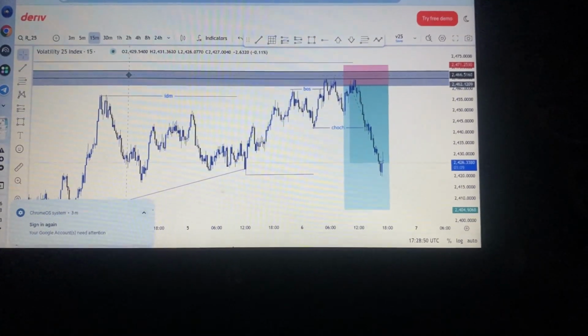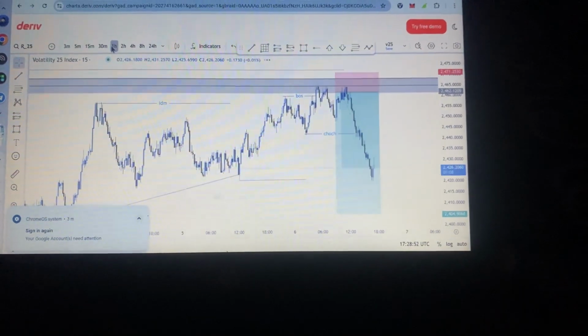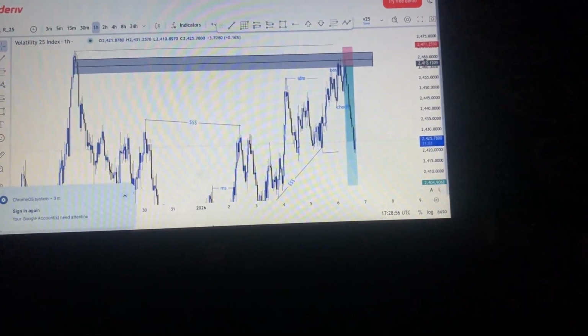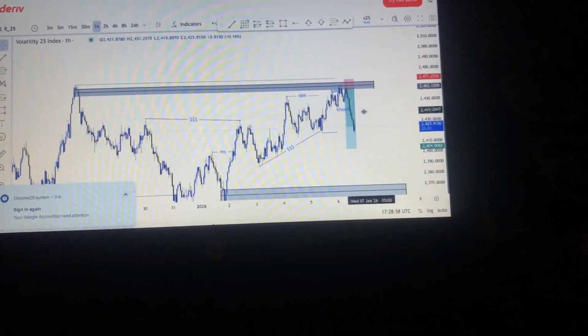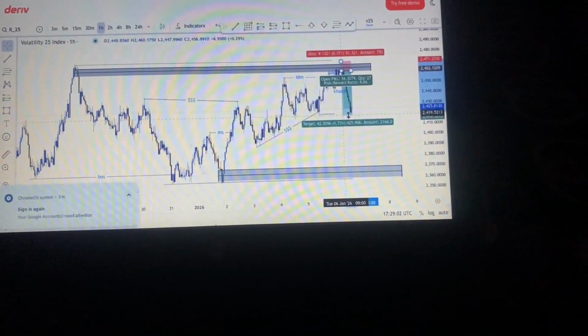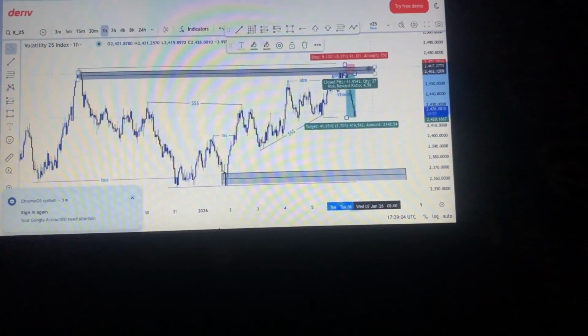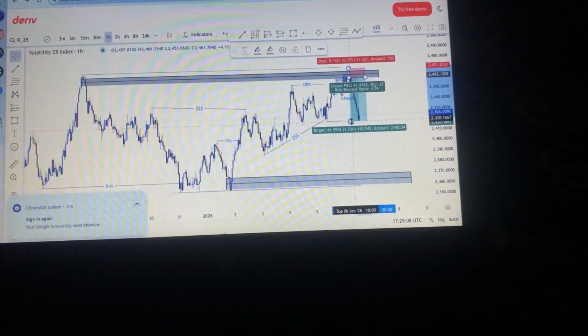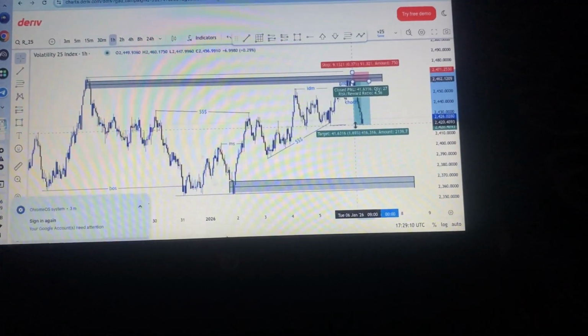So it's very simple, just a simple strategy on V25, on volatility 25, just a simple strategy. So you don't need to be greedy. This already gave us 1 to 5, and it is okay. You don't need to be greedy. This is 1 to 5.